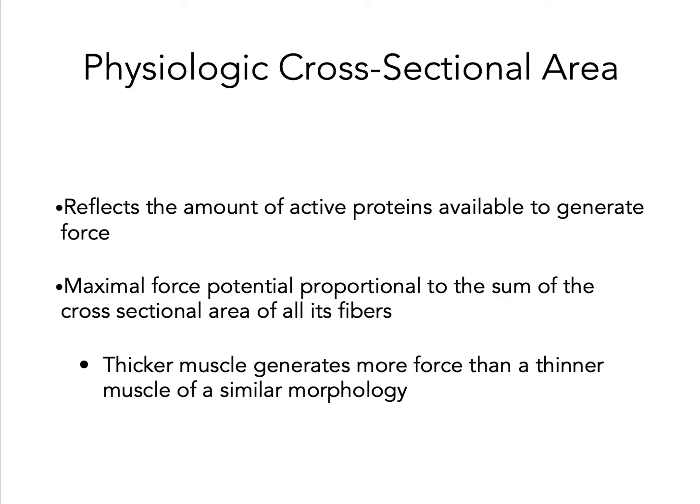Physiological cross-sectional area reflects the amount of active proteins available to generate force. Maximal force potential is proportional to the sum of cross-sectional area of all of its fibers, which means the thicker the muscle, the more force it will be able to produce.